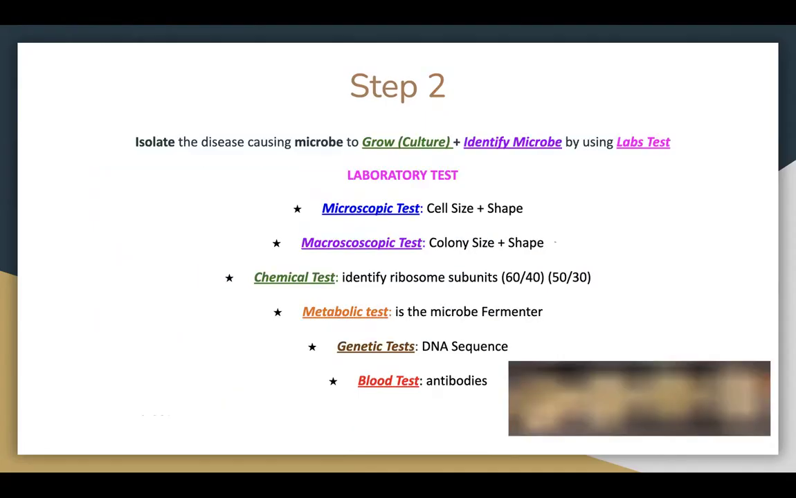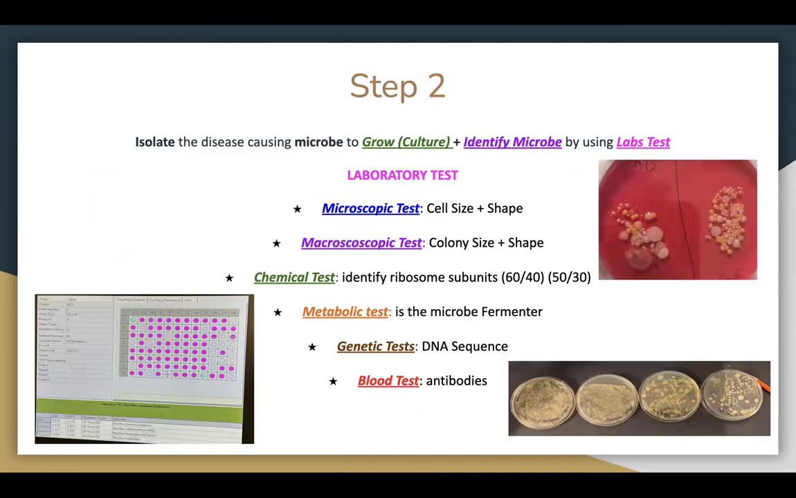Now, this leads to step two. Step two, you're going to want to isolate the disease-causing microbe by using some lab tests. So what we're going to want to do is grow, or what we like to use in our lab, the term culture, and we're going to try to identify those microbes by using those lab tests. We're going to be covering these lab tests in lecture and lab to know what each test tests for to be able to identify the microbes.